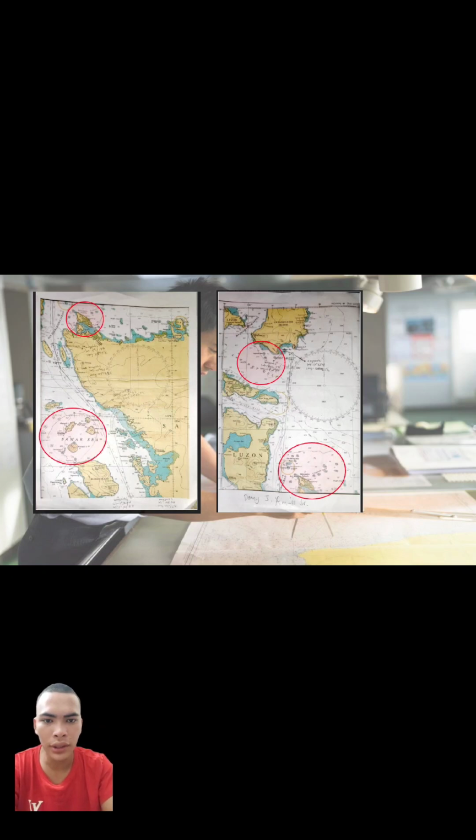Right after plotting the passage plan on the chart, we will label or encircle the critical areas to avoid or prevent accidents or hazards. Then we are going to get the total distance from each waypoint.